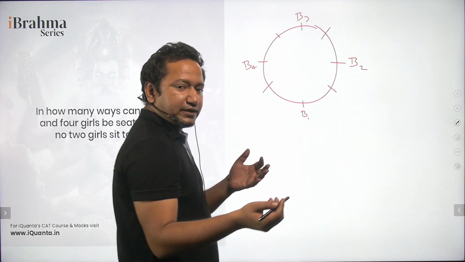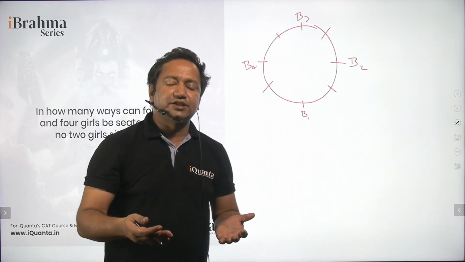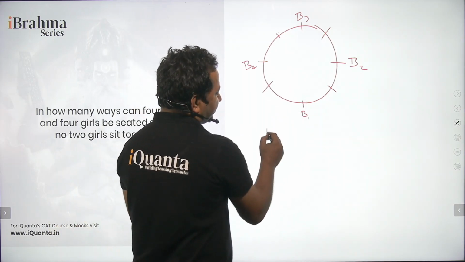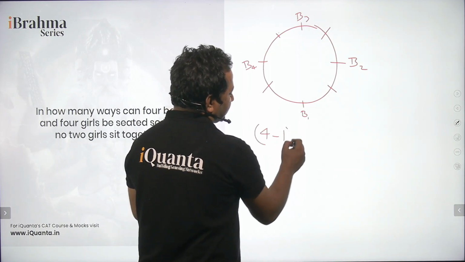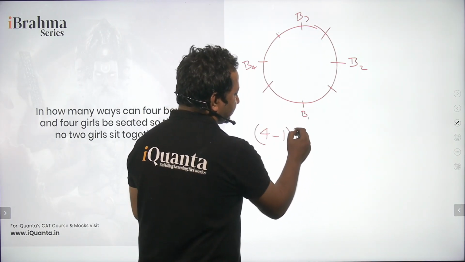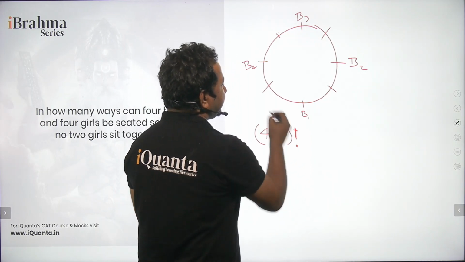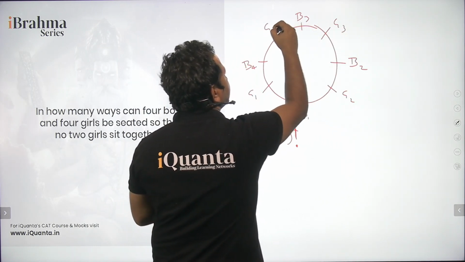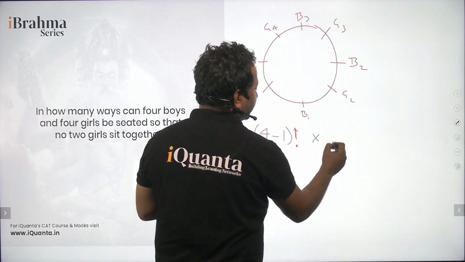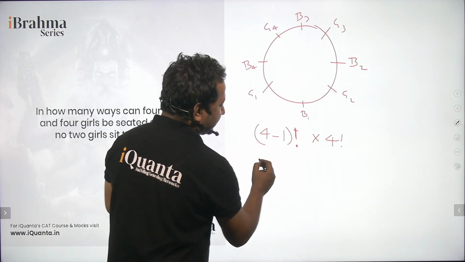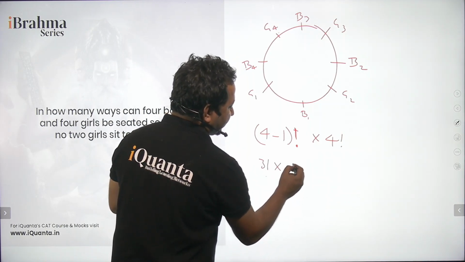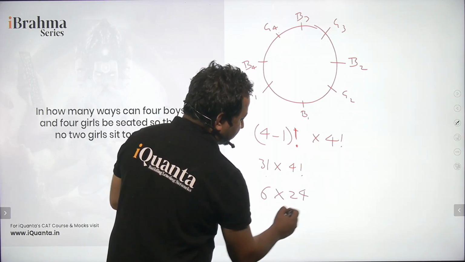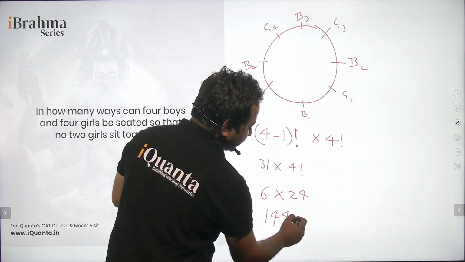As you know, in circular cases, when there are n things to be arranged, the total number of arrangements is factorial of n minus 1. So there are 4 boys, so it will be factorial of 4 minus 1. And then we can arrange the girls anywhere, so that will be equal to factorial 4. Now, if I solve this, I'll get factorial 3 multiplied by factorial 4. 6 into 24 is 144 ways.